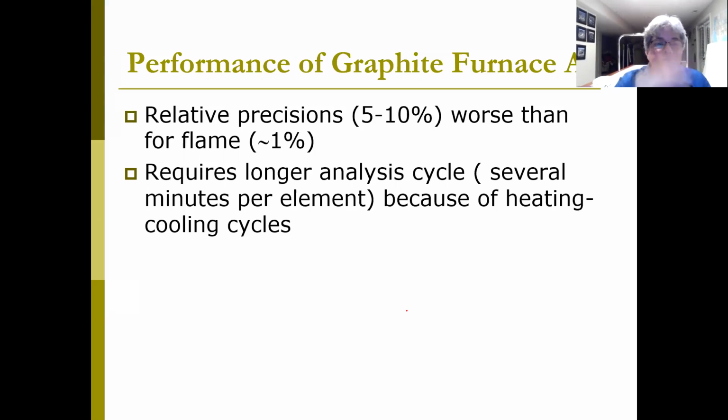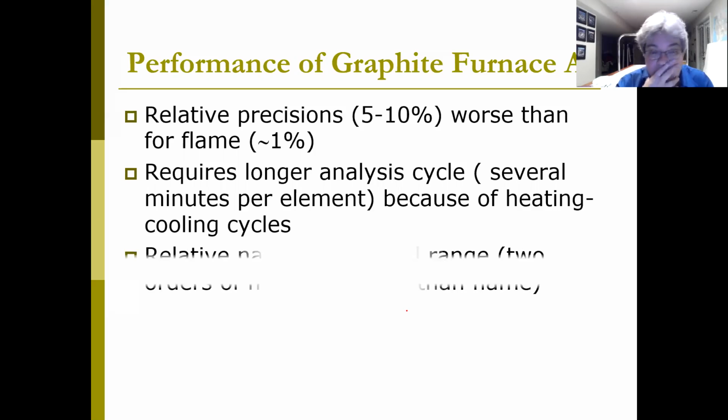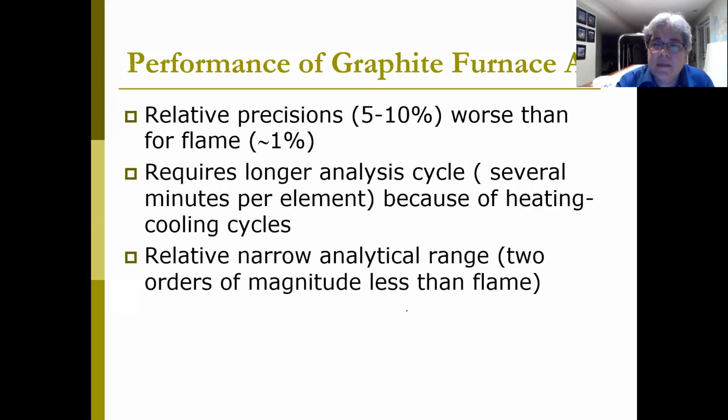So a flame, very quick. You know, put your sample in, done. Sample, done. So flames, you can analyze lots of samples quickly. Graphite furnace, 5 minutes per sample, so much, much slower method. Also, the dynamic range is much smaller for this. Notice 2 orders of magnitude, which means there's only a narrow concentration range I can measure. With a flame, I can measure a much bigger region.